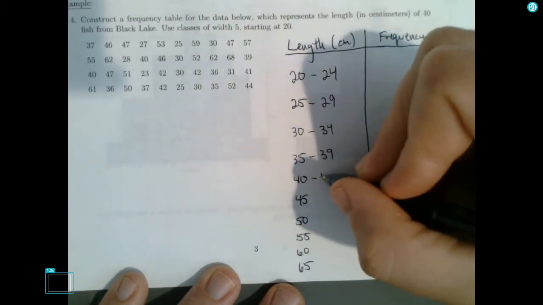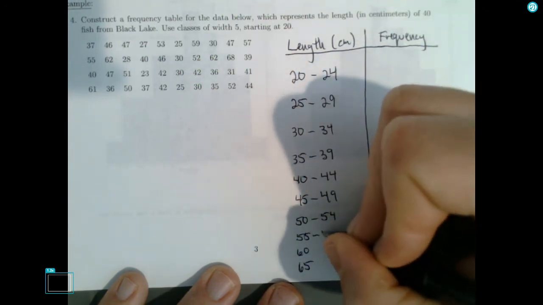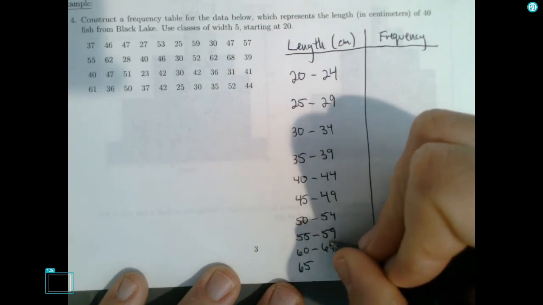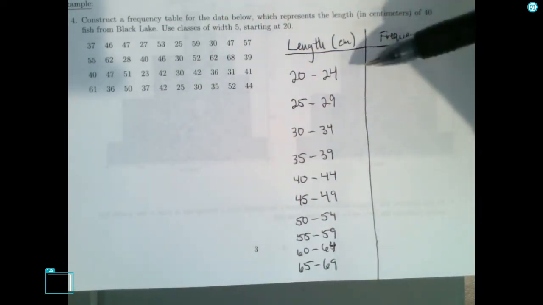So the first class is going to go from 20 centimeters to, well, if the next class starts at 25, then the first class needs to end at 24, I suppose, right? And then the next one needs to go 25 to 29, 30 to 34, 35 to 39, and so forth. Ooh, I almost made the same mistake I told you not to make. There you go. Okay, now I can go back through and count up how many fish are in these classes.